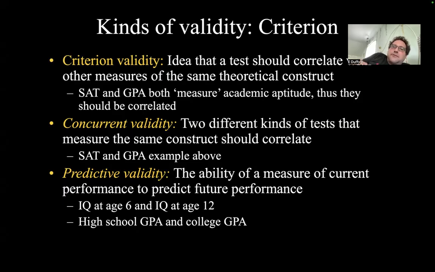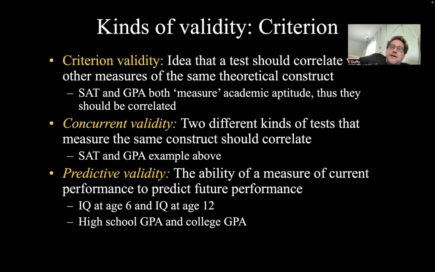Criterion validity can be divided into two parts. Concurrent validity: two different kinds of tests that measure the same construct should correlate. So if you take the SAT and I look at your high school GPA, you're doing that basically at the same time. But predictive validity is the ability of a measure of current performance to predict future performance.